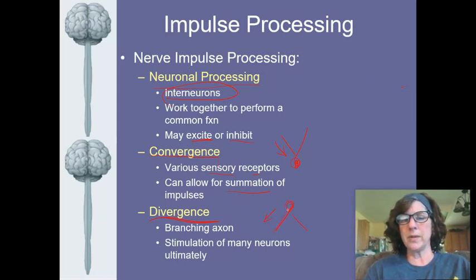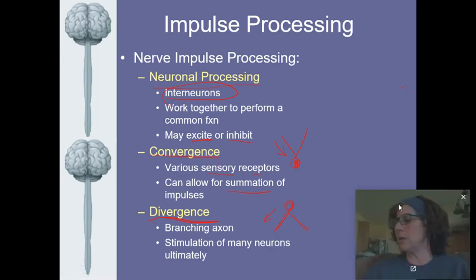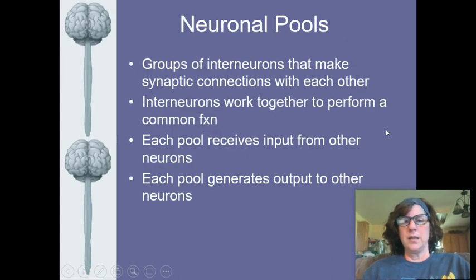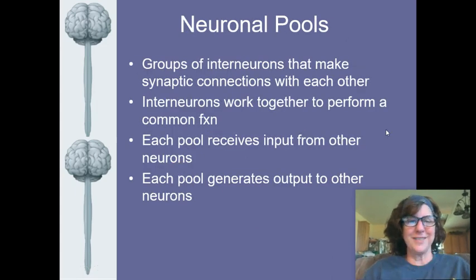Divergent, one central place going out. So maybe your brain telling multiple muscles to do something, okay? The axon branches to many different places. I said I wouldn't draw a picture, and I did. I can't get away with it.